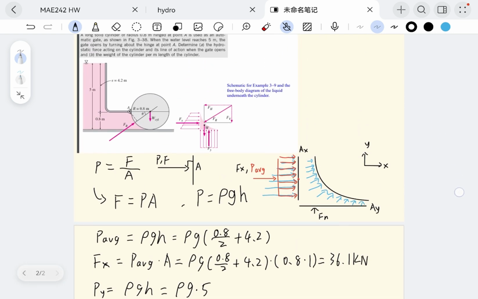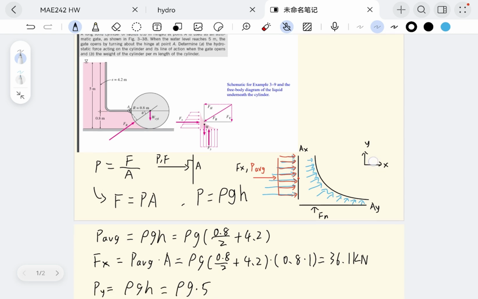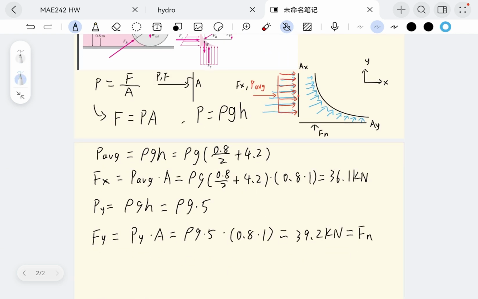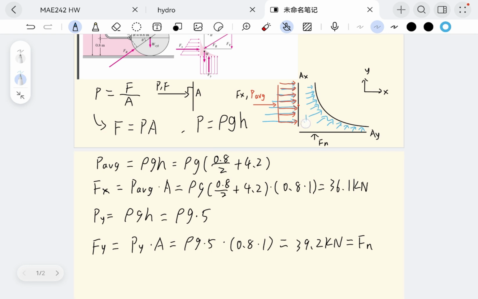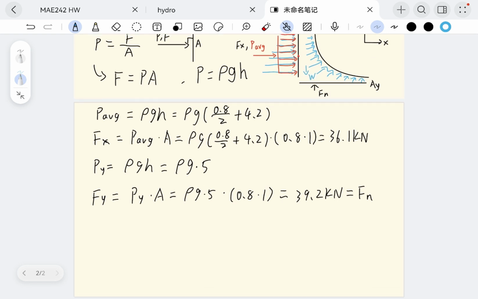That's our force in y direction. But are we done yet? Well, not really, because the water in this area has a weight as well. So the actual net force in y direction, Fy net, is equal to Fn going upward minus, in the opposite direction, W.